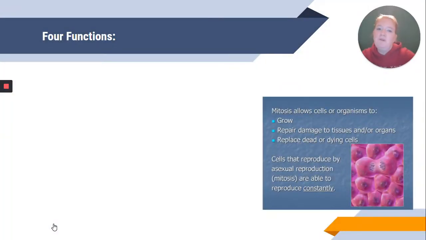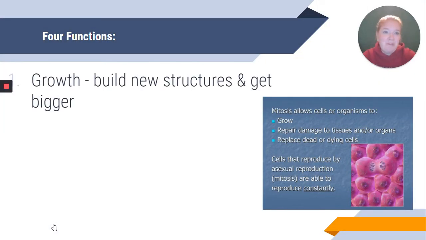Now, for function of mitosis, I remember it super easy. 1G, 3 Rs. The G is growth. So what happens? Why does mitosis happen for the G part, the 1G? It's to make cells grow, but also to make organisms grow, to get bigger. So think about that, it's a reason that we have mitosis more when we're younger. So it's for growth, to build new structures, to get bigger.